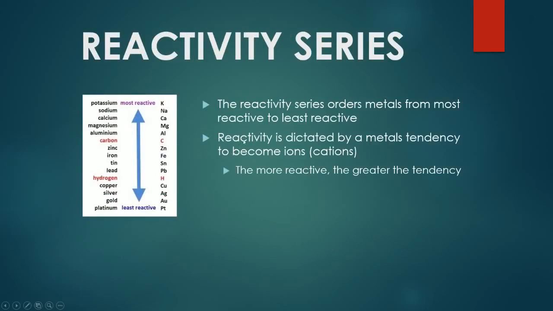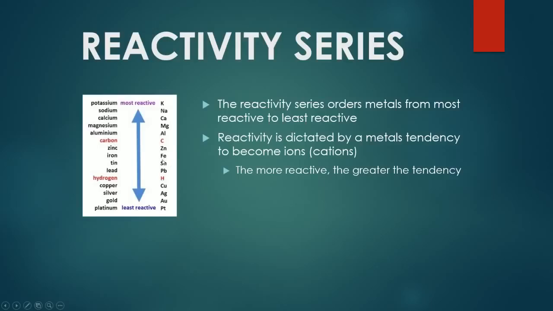So one of the key topics of this part of the syllabus is the reactivity series, which is basically a list that orders metals from the most reactive to least reactive, and you've got carbon and hydrogen in here as well. They're obviously not metals, but they're included in this list.